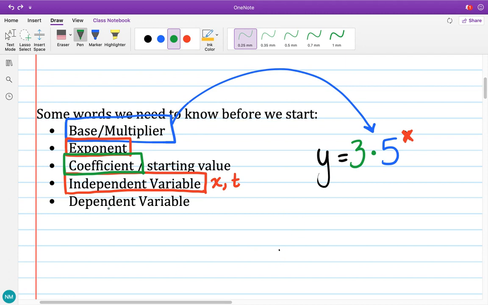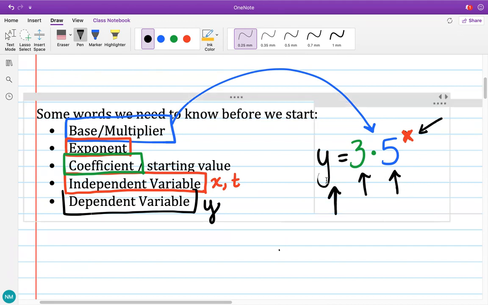And then the dependent variable is the y value. The dependent variable is y because y is dependent on x, right? Usually you'll see a word problem like, okay, if this is the equation and 5 years have passed, you plug in 5, and then what is the total? So these are just some vocabulary words: the base or the multiplier, coefficient, exponent, independent variable, and then dependent variable.